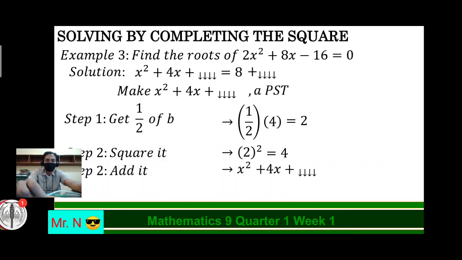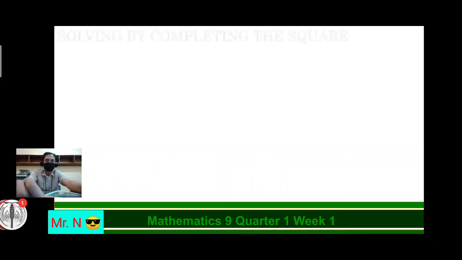Okay, very good. Now in step 3, we're just going to add the result no, to our expression. So we have x squared plus 4x plus 4. And that's it. So we already make the expression on the left a perfect square trinomial. So going back to our original equation, we have this one. And by addition property of equality, whatever you add on the left, you should add also on the right. Okay, so we add positive 4 on the left. That's why we need to add positive 4 also on the right. Next, simplify.